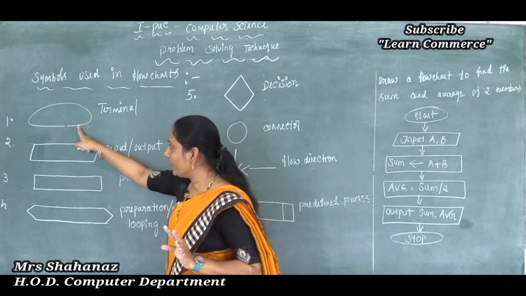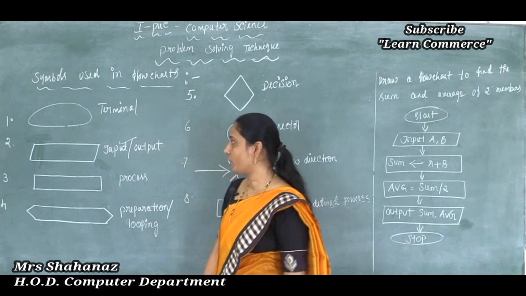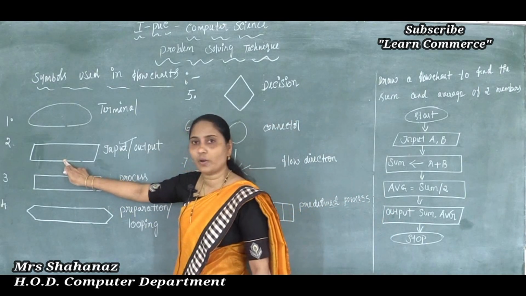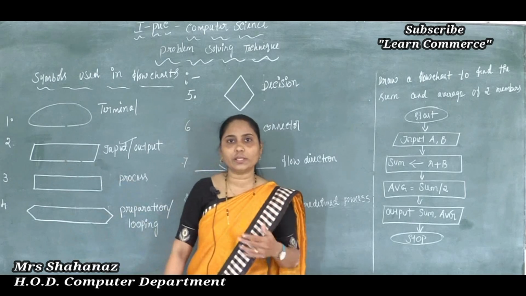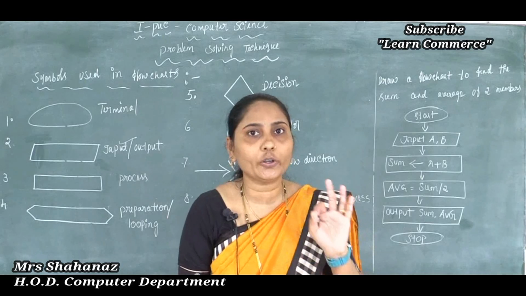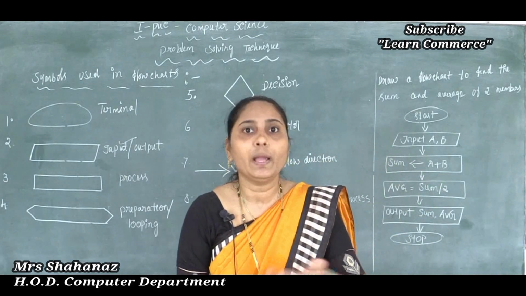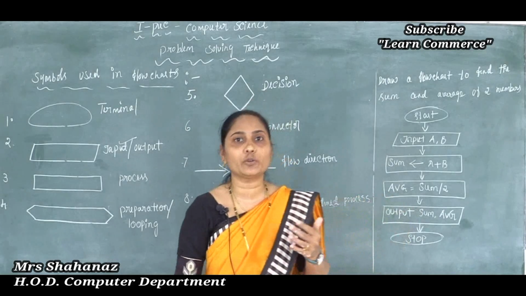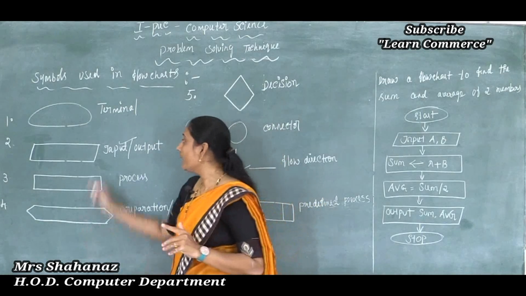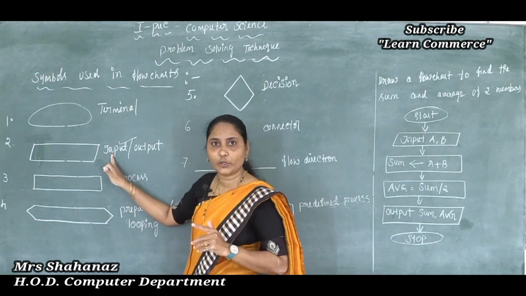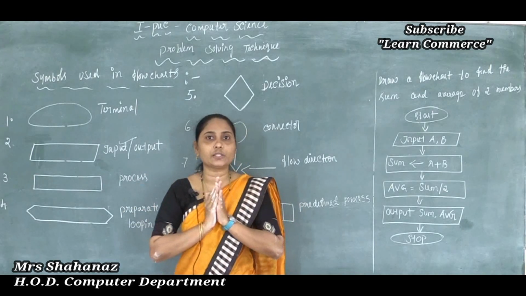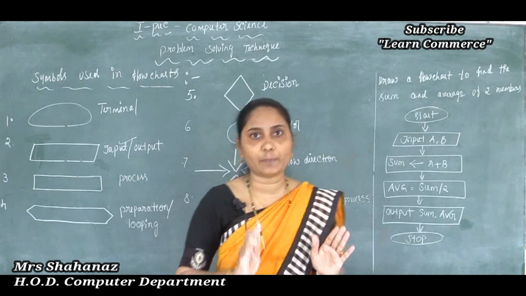After the terminal, the second symbol of the flowchart is called the input and the output. This is the symbol of the input and the output. Why do we use the input symbol and the output symbol? If a program starts but you are not giving any input value into the program, then we can't do any calculation in the program. So the input and output symbol is used to input the data into the program as well as to display the result, the output of the program. Clear this point?